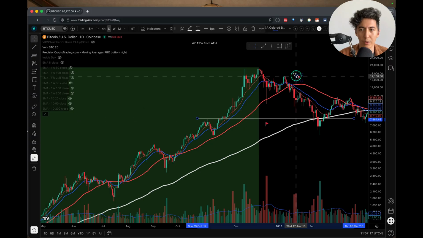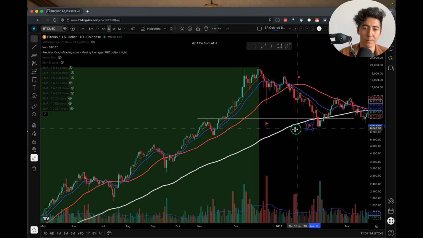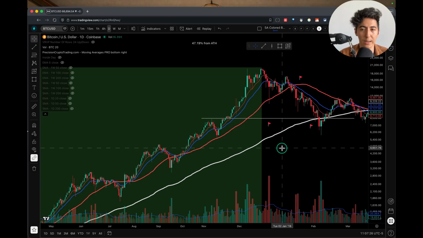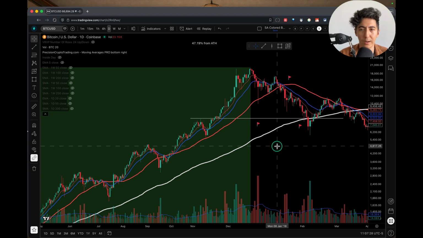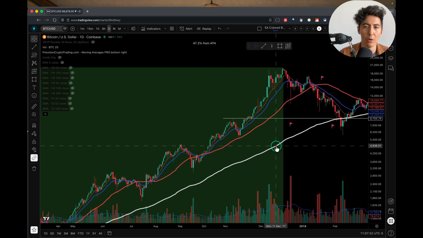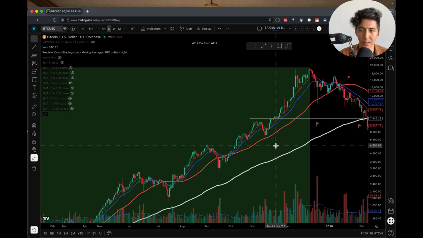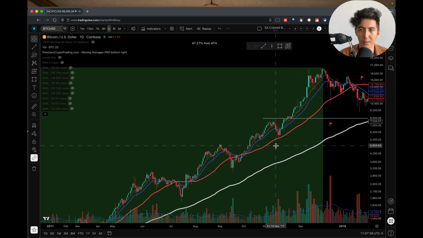So I'd be looking over here and saying, okay, well, this seems to be an important area. And another red flag over here is it closes below the 200-day. The 200-day is the long-term moving average. That is a really bad sign. So right now we have all these red flags.